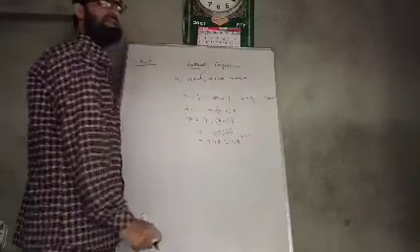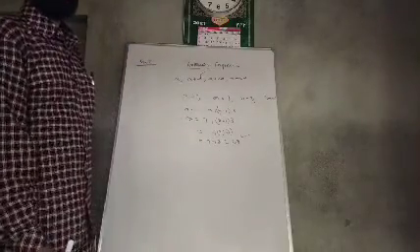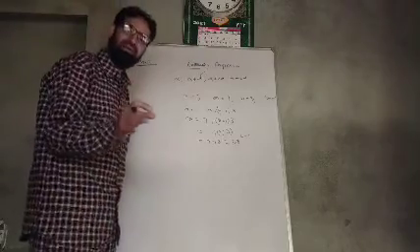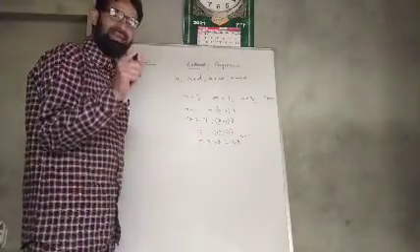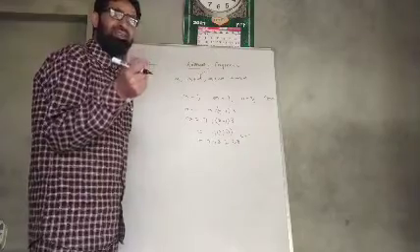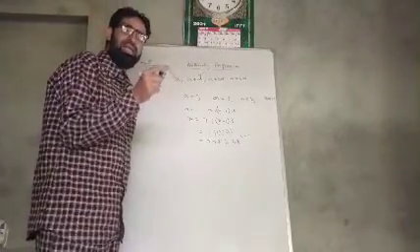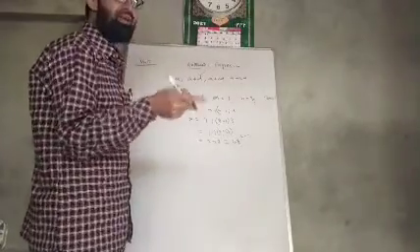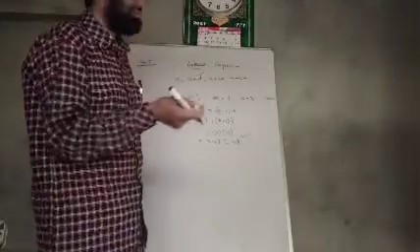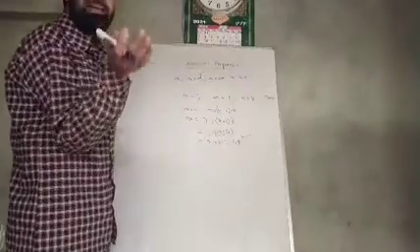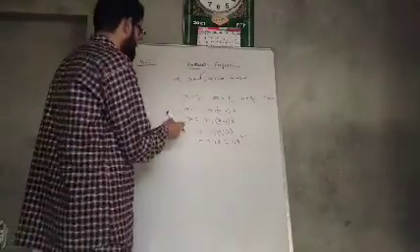Because the first term is A, the second term is A plus D. Fifth term is A plus 4D. Sixth term is A plus 5D. 10th term is A plus 9D. 20th term is A plus 19D. 50th term is A plus 49D. 100th term is A plus 99D, and so on. Similarly, nth term is A plus N minus 1 into D.